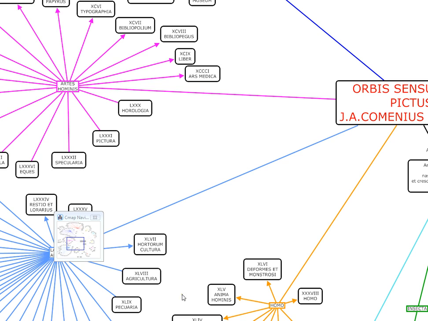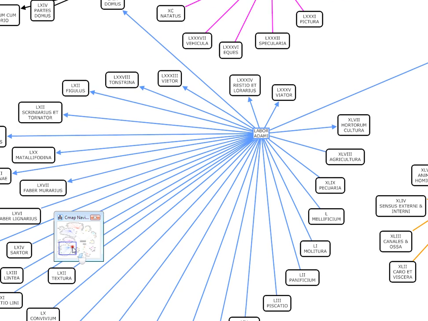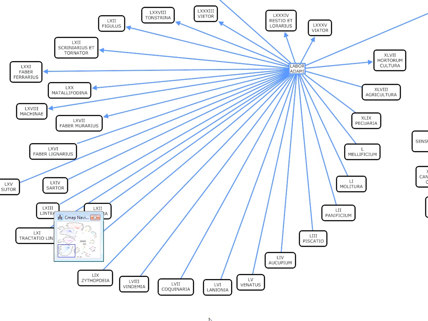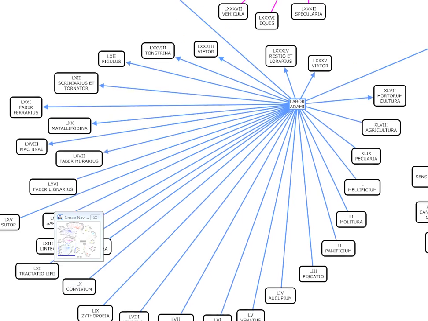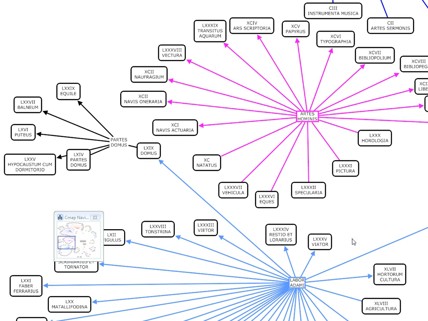The first section that Comenius deals with is labor Adami. And as you can see, this is a very large section which outlines all the various trades that were in use in the 1700s. And of course, many of these trades were used in the time of the Romans too. And much of the vocabulary you will find in Virgil and as you're reading Roman texts, etc. So it doesn't only apply to the 17th century. Domus, the house, and partes domus, the parts of the house.